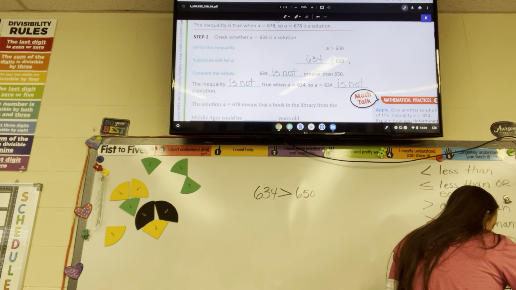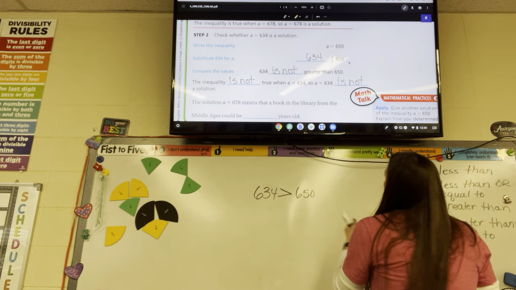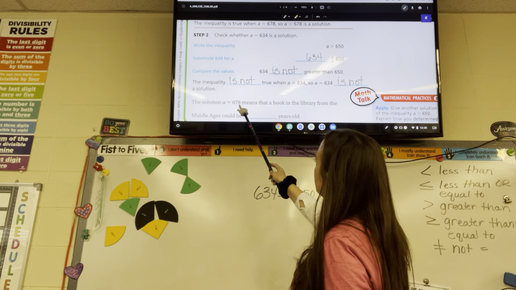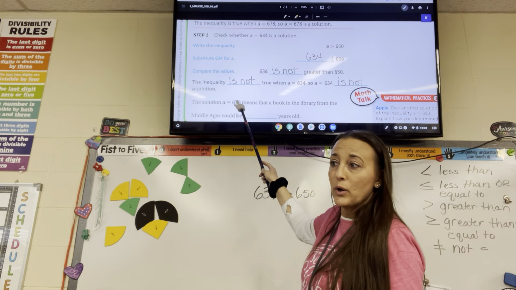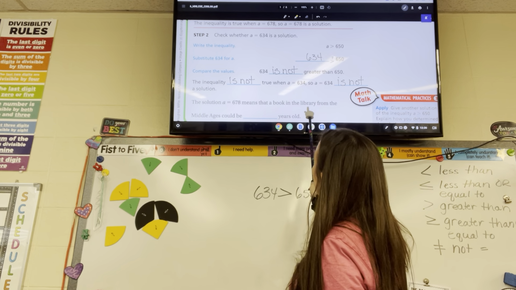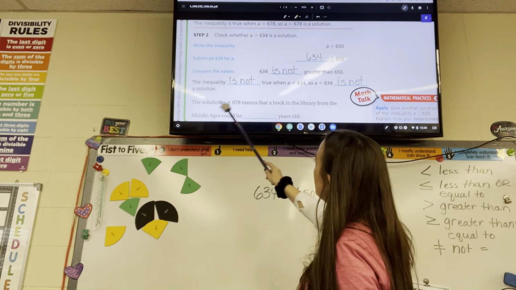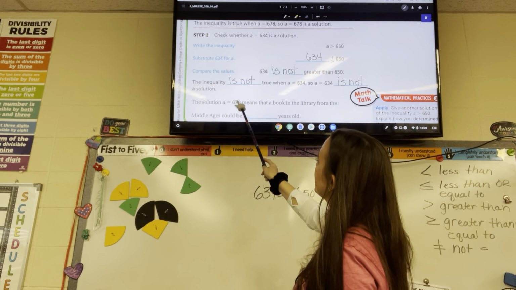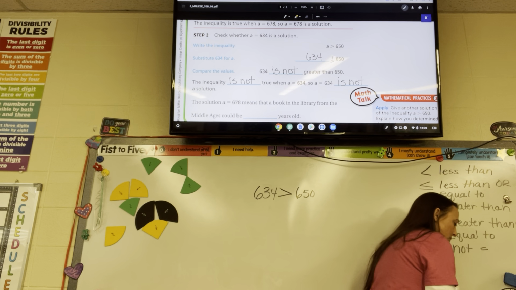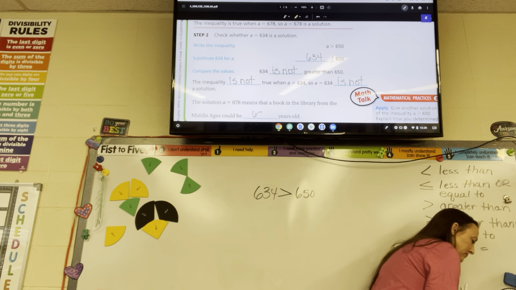Okay, so the solution A equals 678 that we found out worked means that a book in the library from the Middle Ages could be 678 years old.